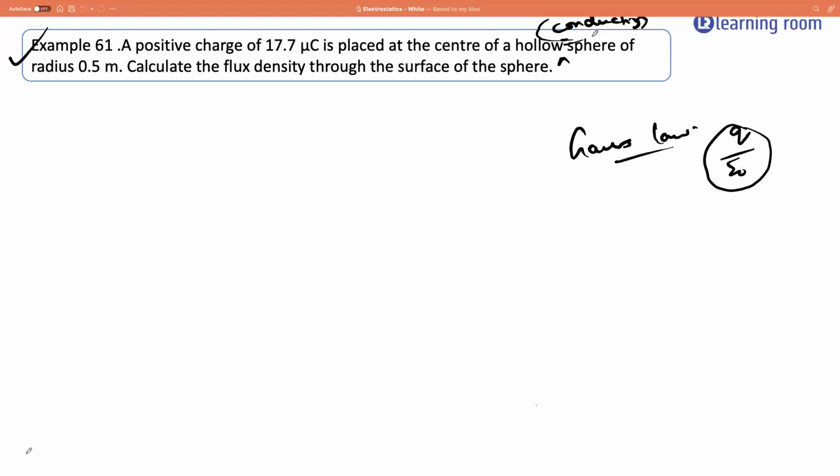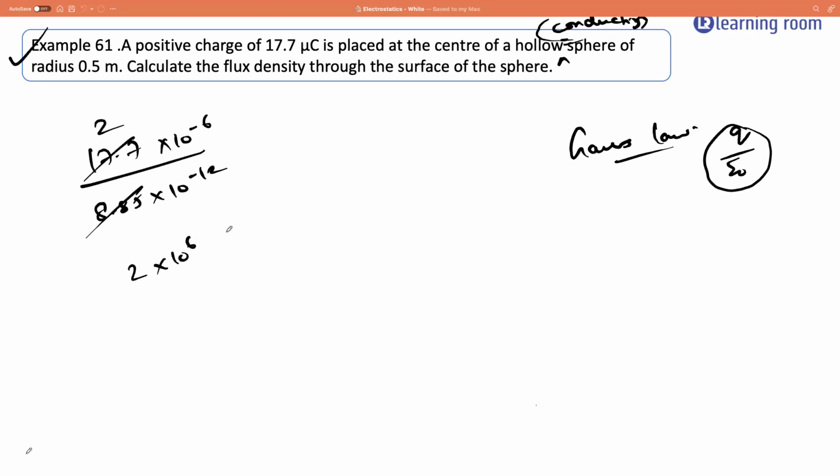So Q divided by epsilon naught. Sir, approximately 2.7 into 10 power 6. It should be 2 point something, because 8.85 into 2 is 17 point something. So 17.7 into 10 power minus 6 divided by 8.85 into 10 power minus 12. So approximately 2 into 10 power 6. Correct?